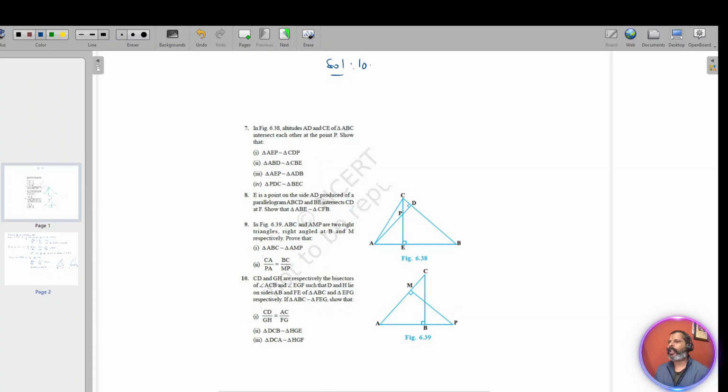CD and GH are respectively bisectors of ACB, EFG, such that D and H lie on the sides AB and EF of ABC and EFG. How to start drawing the figure? Draw the figure ABC, separate triangle, EFG, separate triangle. Then read, come back to the question.